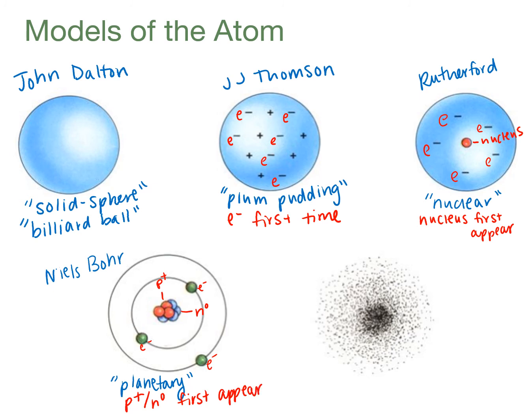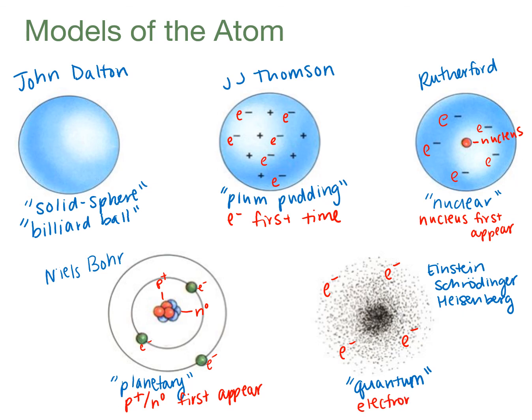After studying the atom even further, scientists like Einstein, Schrödinger, and Heisenberg all worked on particle physics and quantum theory, and they discovered what is referred to as the quantum model of the atom. The difference between the quantum model and the planetary model is that instead of electrons on fixed orbits, we now see the electrons in an electron cloud. So we have electrons in an electron cloud versus electrons in fixed orbits.